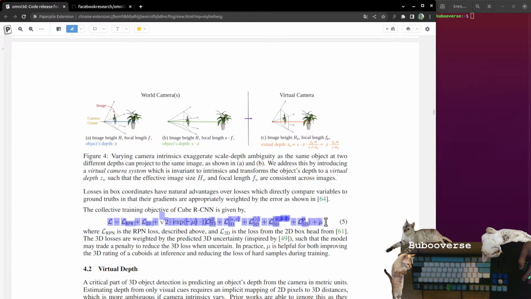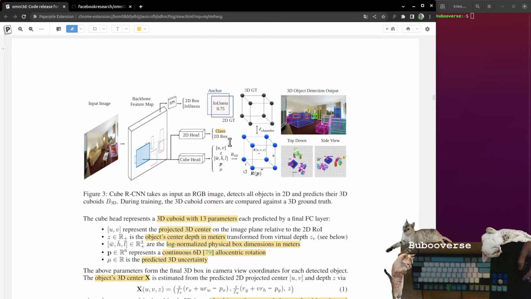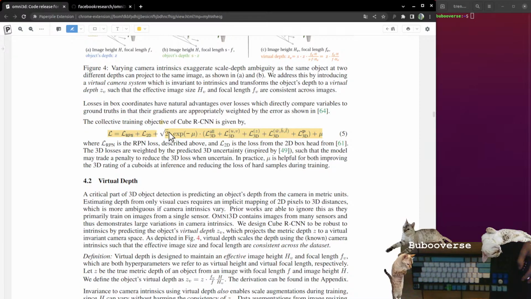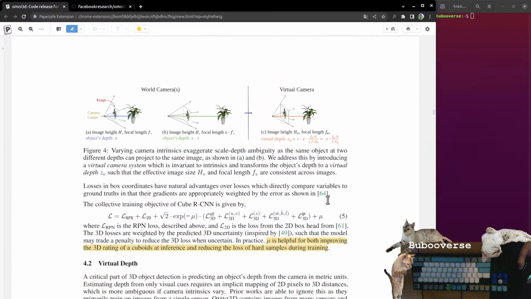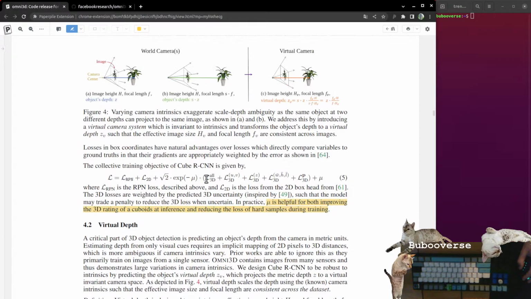Okay, so this is the final loss, which is kind of this huge mishmash. We have the region proposal network loss. We have the 2D classification loss, or maybe the 2D head, which is the 2D loss, I suppose. Then we have mu, which is helpful for both improving and reducing the loss of hard samples during training. So I think mu is the score from up here. Yeah, mu denotes a learned 3D uncertainty. So then you basically have the uncertainty modulating these terms here, where you have the different 3D losses: the loss for the depth, the loss for the image coordinate, the center of the object in image coordinates, the loss for the normalized width, height, and length, and then this chamfer loss.